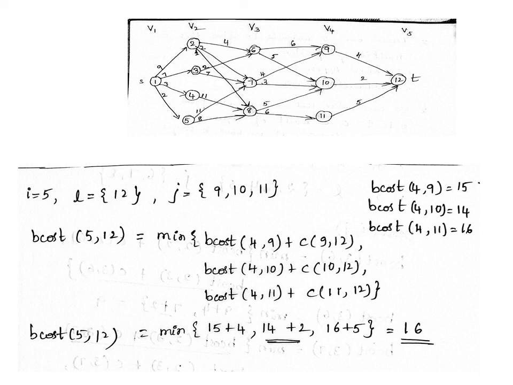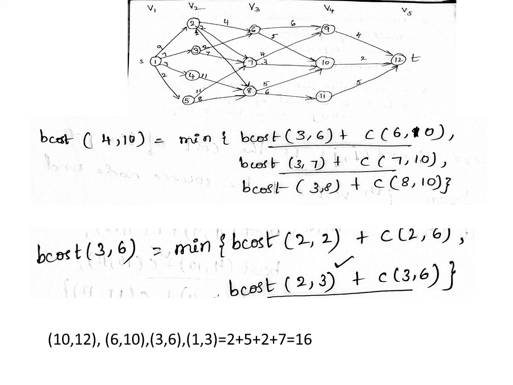So 14 plus 2 we have here, B cost of 4, 10, and here we have c of 10 to 12. So 10 to 12 is one edge of the path, and in that we have 4, 10. If I check the 4, 10, we have got the minimum values from two vertices, one from 6 and another from 7.